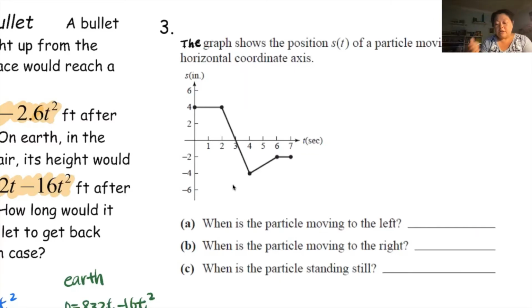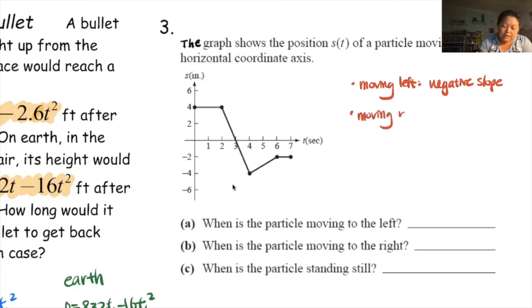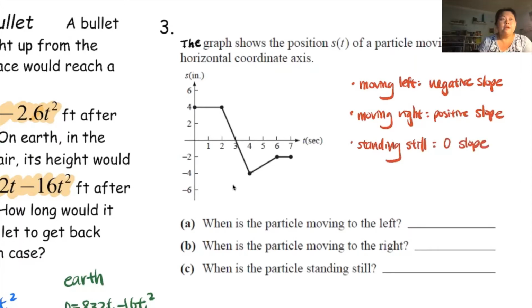So a bit of a hint here that you might want to write down is if you're looking for the particle moving left, you're looking for a negative slope. You're looking for the velocity, which is the slope in this case. If you're looking for when the particle is moving right, you're looking for a positive slope. So when is the particle standing still? Obviously, that's the only thing left, is when you have 0 slope. Slope equals 0. Okay, so let's take a quick look.